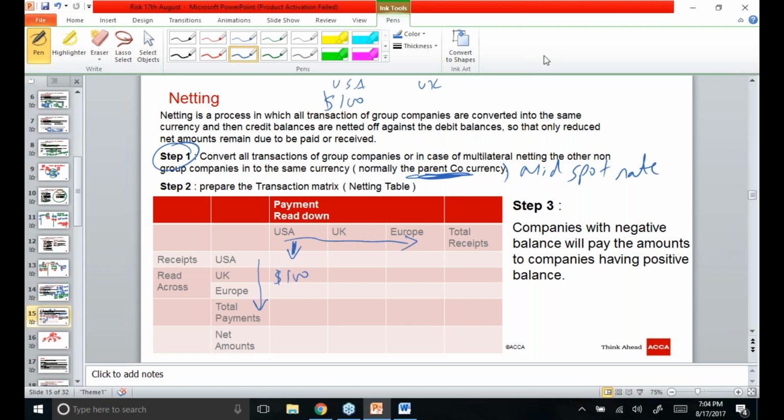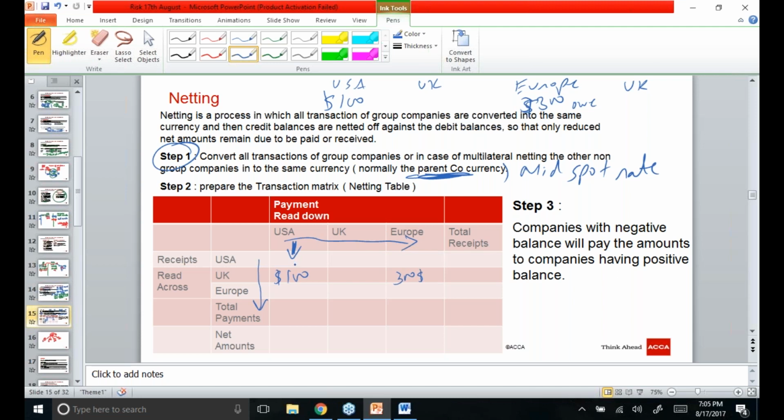So let's suppose there is another transaction that Europe owes $300 to the UK company. That means Europe will have to pay $300 to the UK company. So if Europe is going to pay, you will have to write it under the Europe head and in front of the UK.